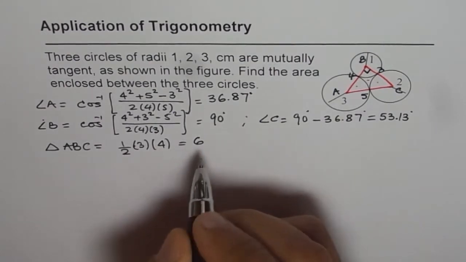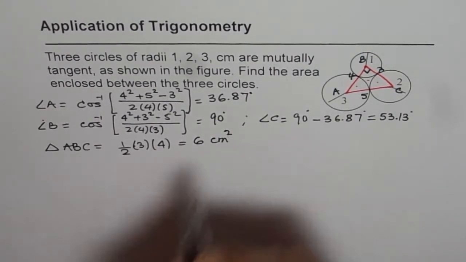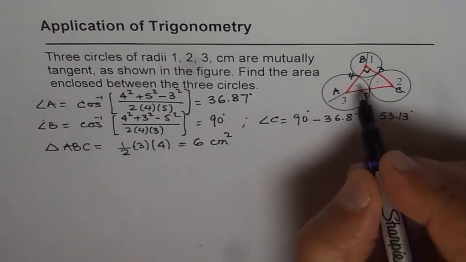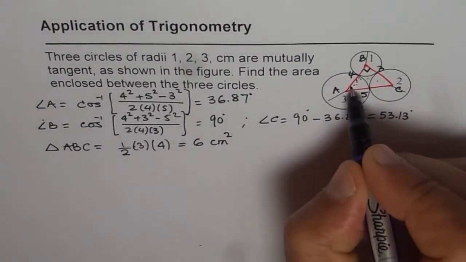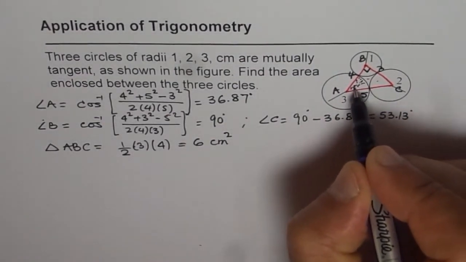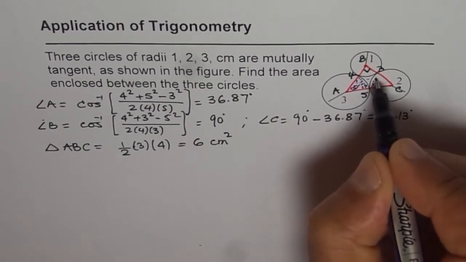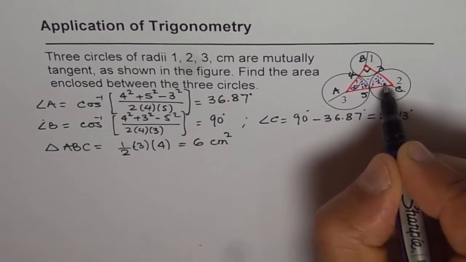So we get area of 6, let's write centimeter square. Now we need to find area of each sector. I hope it's clear which sectors. So these are the sectors. Do you see these are the sectors, right? So that is sector for the big circle, and then this is the sector for the other circle, correct?